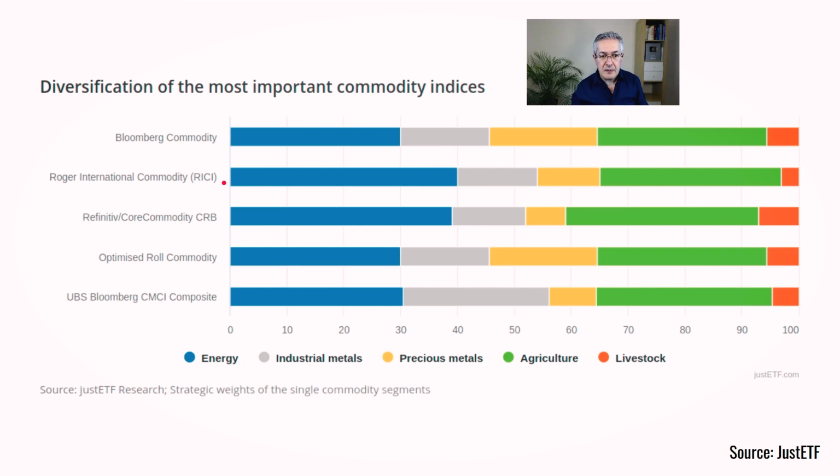So here are 5 of the big commodity indices, and you can see their exposure to the broad categories of commodity. These 2, for example, the Roger International Commodity Index and the Refinitiv Core Commodity CRB Index, have more energy exposure than the others, for example. So it's worth checking which of these indices your fund is tracking, and you better check that it's also giving you the exposure you want.